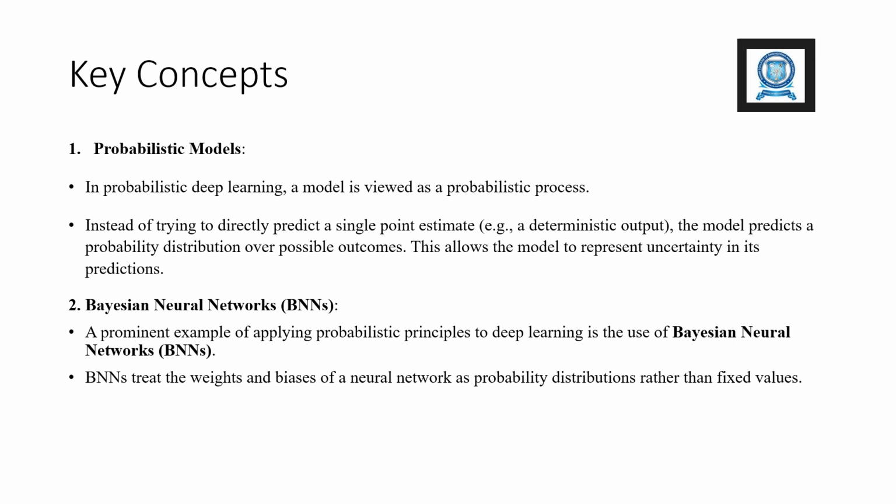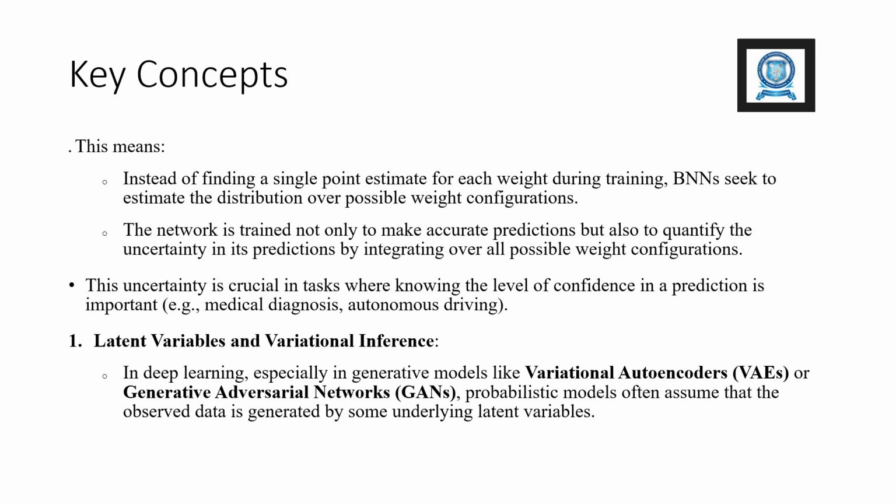Number 2. Bayesian neural networks. A prominent example of applying probabilistic principles to deep learning is the use of Bayesian neural networks. BNNs treat the weights and biases of a neural network as probability distributions rather than fixed values. This means instead of finding a single point estimate for each weight during training, BNNs seek to estimate the distribution over possible weight configurations. The network is trained not only to make accurate predictions but also to quantify the uncertainty in its predictions by integrating over all possible weight configurations. This uncertainty is crucial in tasks where knowing the level of confidence in a prediction is important.